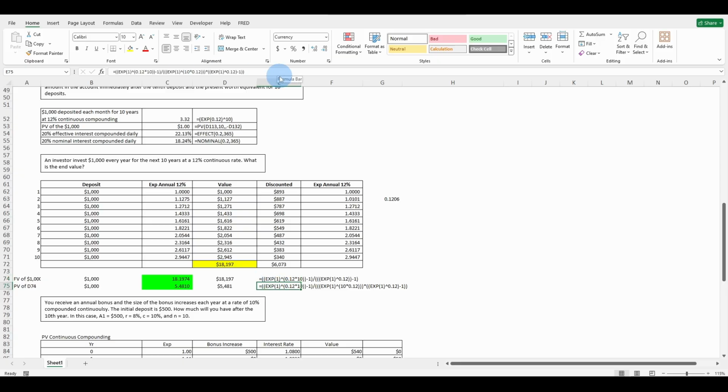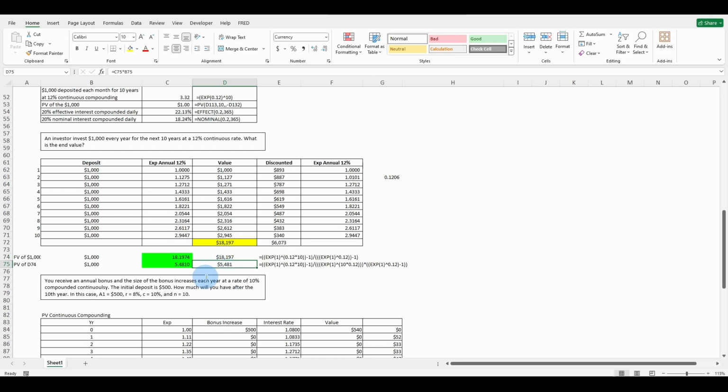They're intimidating looking formulas, but you're just going to break them down. If we're looking at present value, just think of what we're trying to do. We're trying to discount this number back to this $1,000 over a 10-year period. That's what it's worth today, 5481. What does that mean? That means if you were to put $5,481 into a bank account today, earning 12% continuous rate, 10 years, it should be worth $18,197.